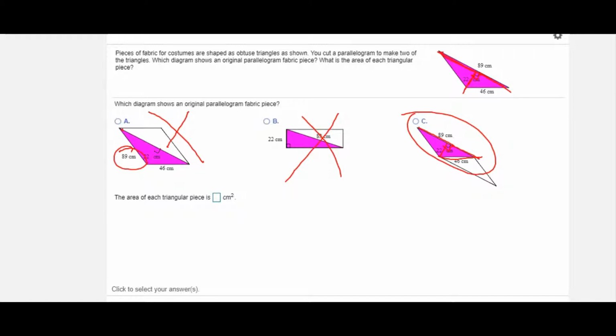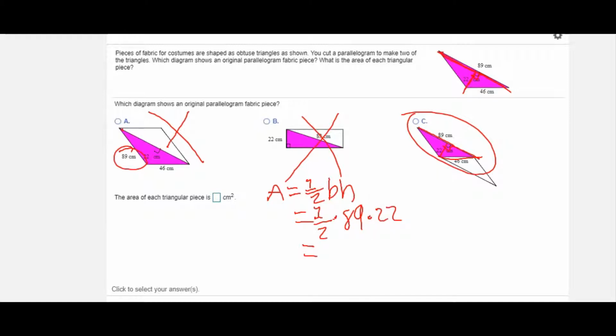Now we need to find the area of the triangle. So we need to start with our formula. Substitute and evaluate. We'll start with your formula, which is area equals 1/2 times base times height. And then you would substitute for your base. And your base is 89 centimeters. And your height is 22 centimeters.